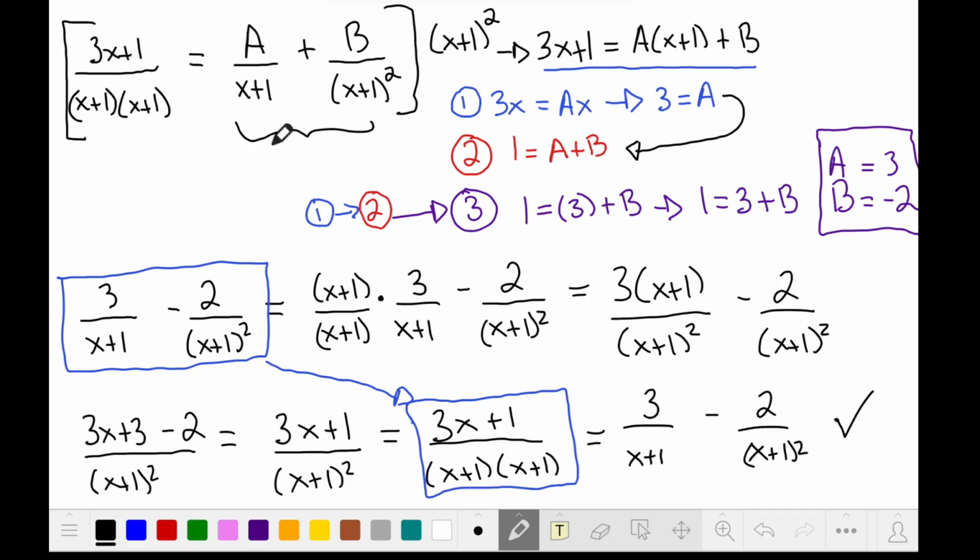We now know how to break this big ugly fraction into two smaller fractions. And if we wanted to check our work, we can recombine the two little fractions and we will get the big ugly one that we started off with in the first place.